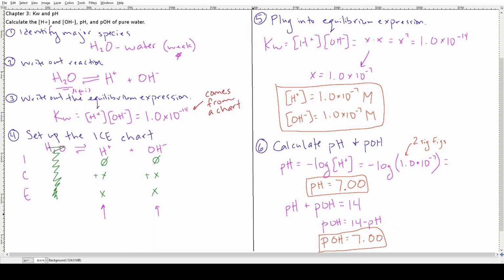So I'm just going to write down that note about the logs, so that way you don't miss that. So I'll put that down here. Note: log sig figs come after the decimal place. So, for example, that is 2 sig figs.